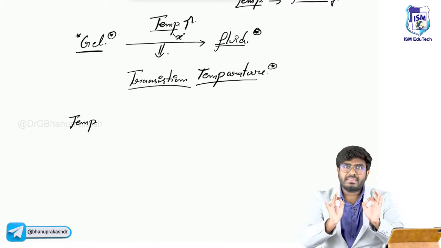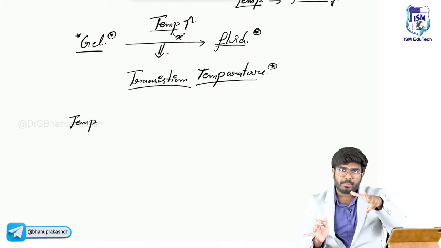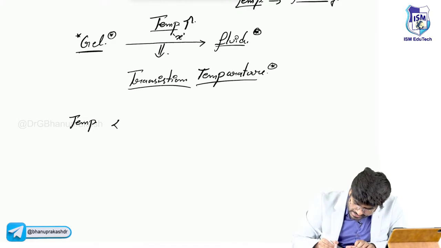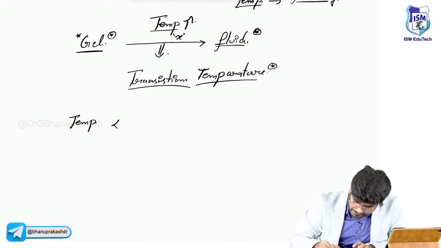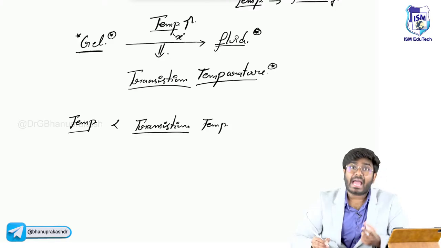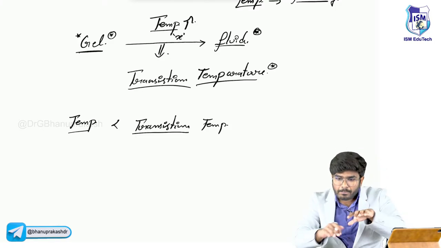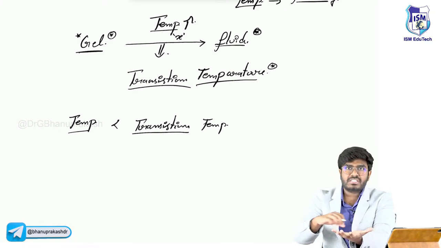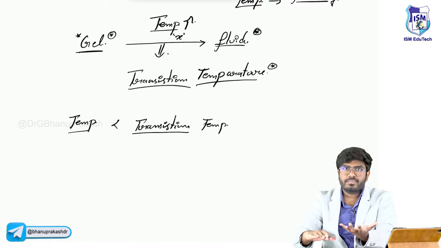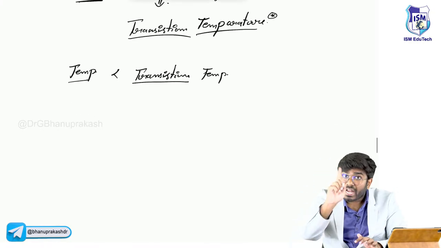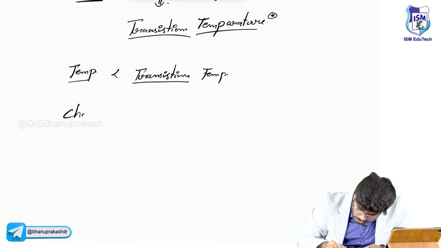Okay, now see, for example, I'm in the lab, I'm controlling the temperature. So the temperature is less than the transition temperature. I have just certain cells, and now I'm giving lesser temperatures. I'm decreasing the temperature. The temperature is less than the transition temperature. Now, this is an MCQ.